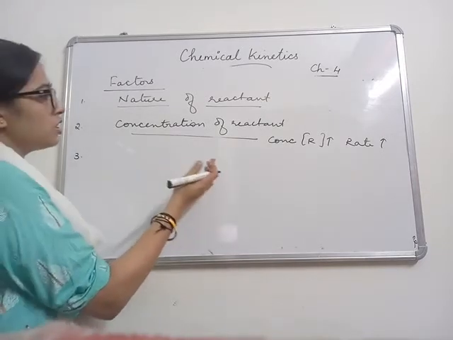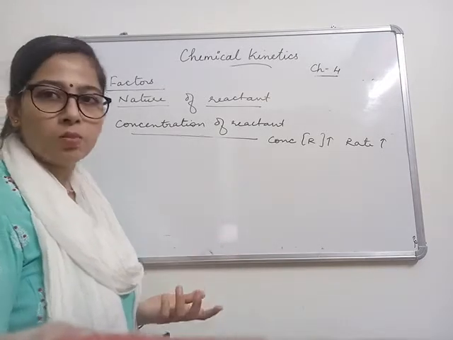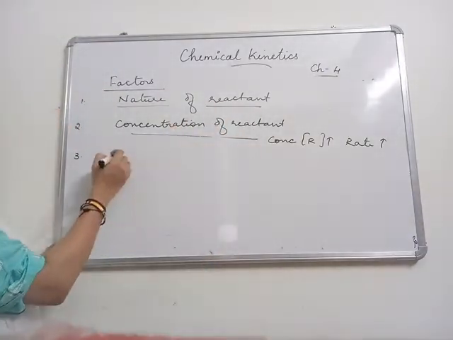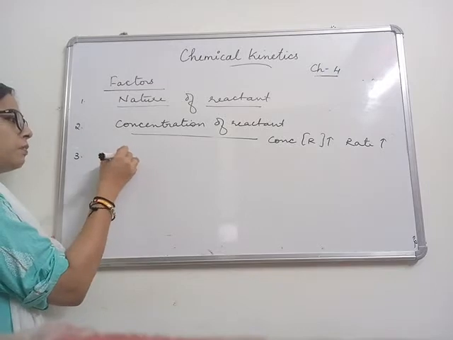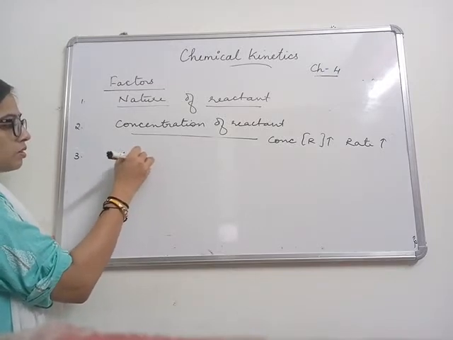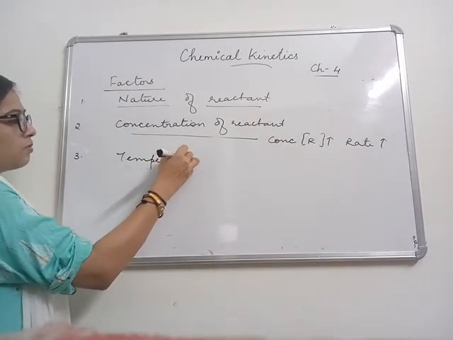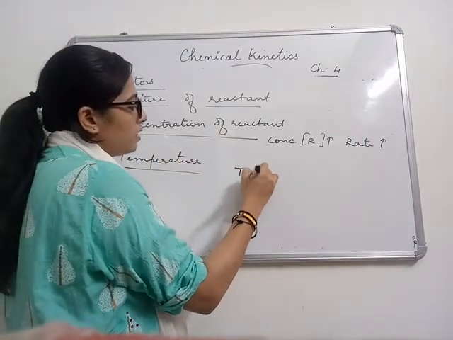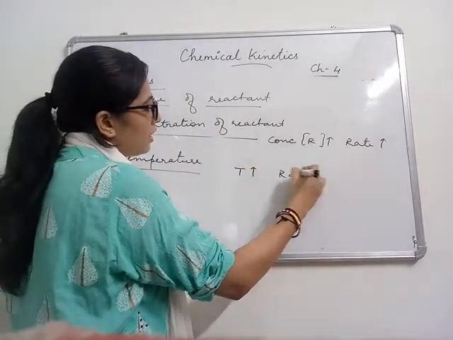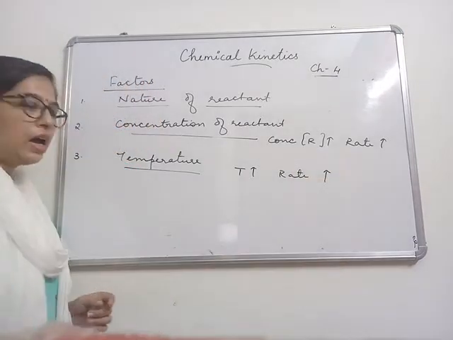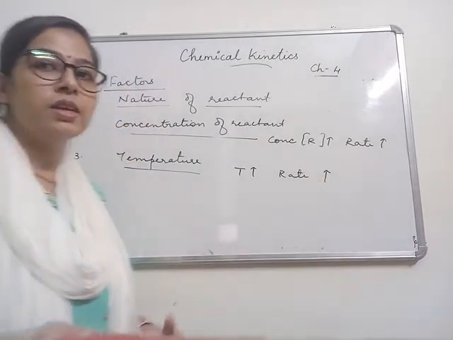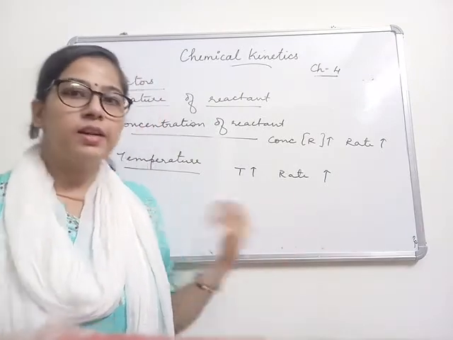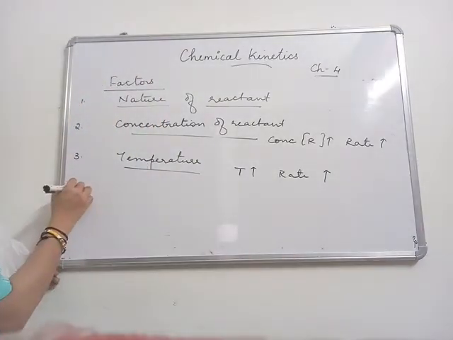Concentration for aqueous solution will be in mole per liter, for gases in terms of pressure. So if the pressure is higher, the rate of the reaction will also be higher. It also depends on temperature. If you increase the temperature, normally the rate of the reaction increases. And for every 10-degree rise, the rate of the reaction gets doubled. So as the temperature increases, the rate of the reaction also increases.